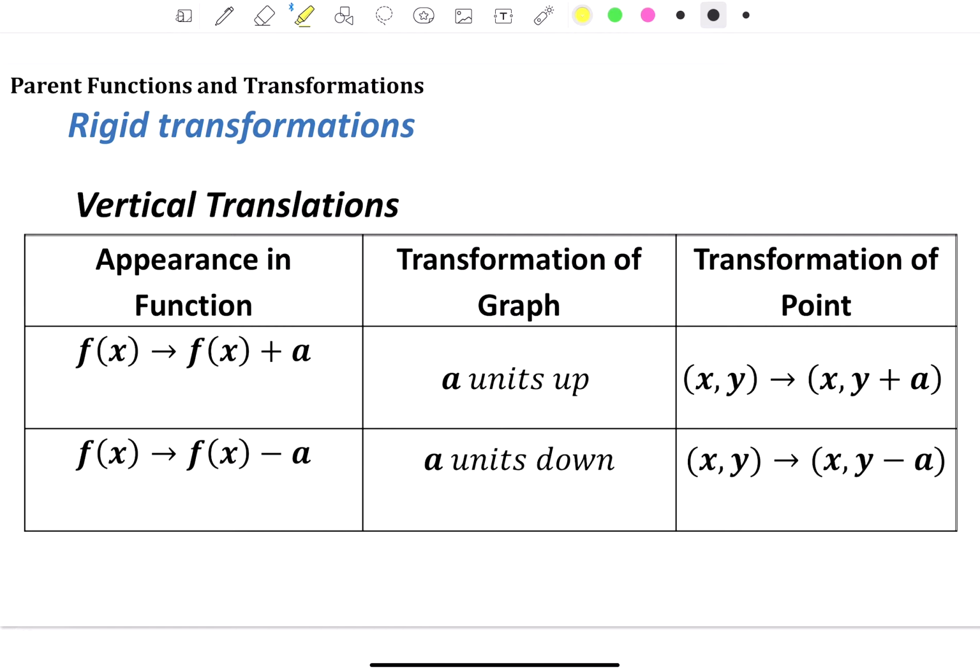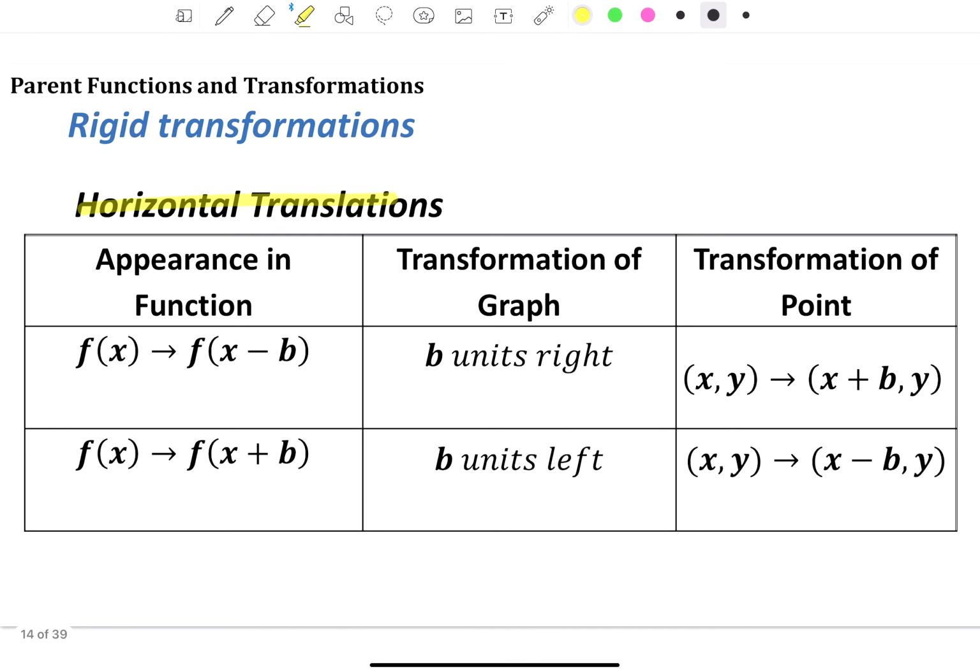Rigid transformations, first of all, we're going to look at vertical translations. If we add a number after the function or subtract a number after the function, that's going to shift our graph a units up or down. For example, if my parent function is y equals x squared and I do x squared plus 3, this second graph will be shifted 3 units up from the parent function. And if I do y equals x squared minus 3, if I subtracted 3, then that would be shifted 3 units down.